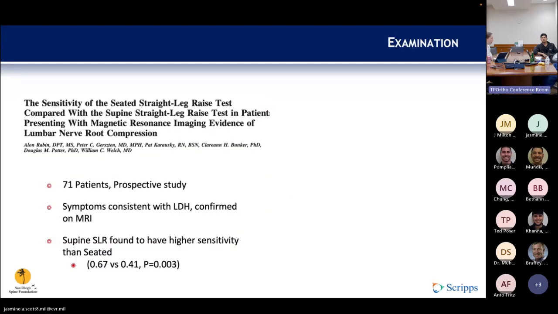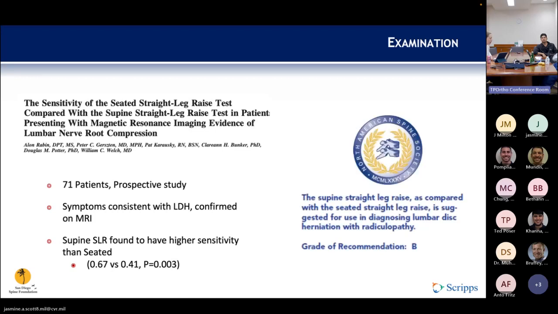All right, so then specifically when we're talking about exam for the lumbar spine, is there a difference between the seated straight leg raise and the supine straight leg raise? And there is. This study found that the supine straight leg raise had higher sensitivity than seated. This was important for me because I've seen both in a clinic setting, and sometimes it's not always easy to just have the patient lay down and do it, but after seeing this paper, I definitely will, just because that sensitivity is a little bit higher. And then the NAS addressed this specifically with a grade B recommendation for doing supine versus seated straight leg raise.